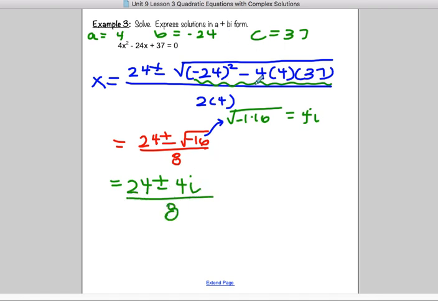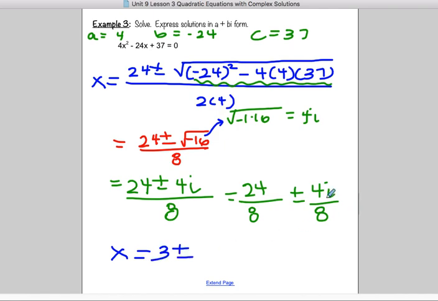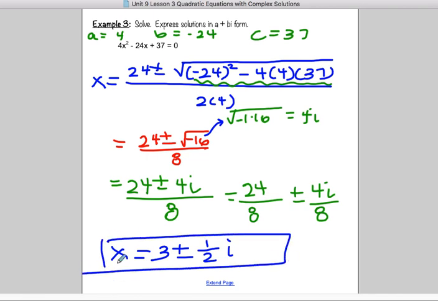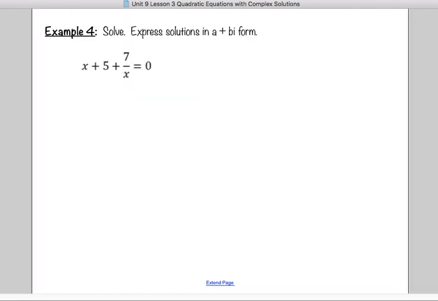Once again, I need it to be in a plus bi form, so I'm going to take each part and divide it by 8. And then, of course, I would reduce. So 24 divided by 8 gives me 3. Plus or minus 4 over 8 is 1/2 i. So my form a plus bi is 3 plus or minus 1/2 i. That is example 3. Example 4.